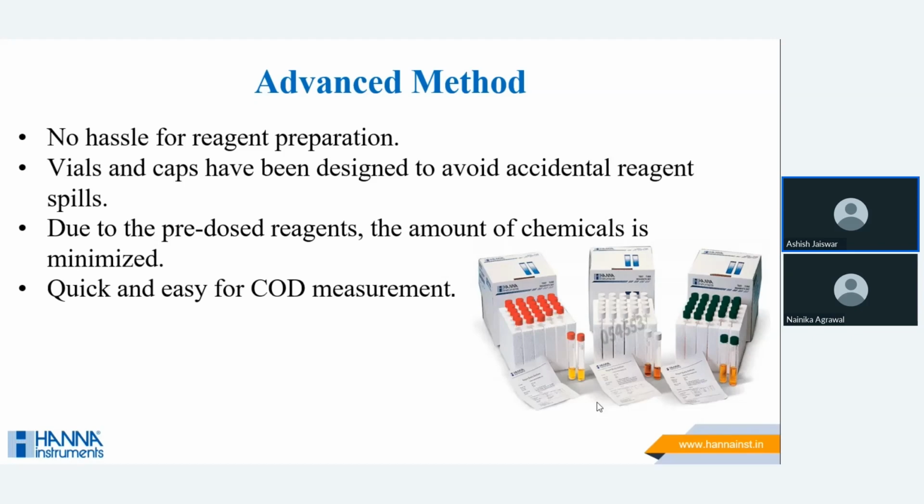The vials and caps have been designed to avoid accidental reagent spillage during chemical preparation, and these are already prepared vials that come in Hanna products. The third point is that due to the pre-dosed reagent, the amount of chemicals is minimized. A certain amount is used for the vials, whereas during titrimetry a lot of reagent is used, and this is quick and easy for COD measurements.